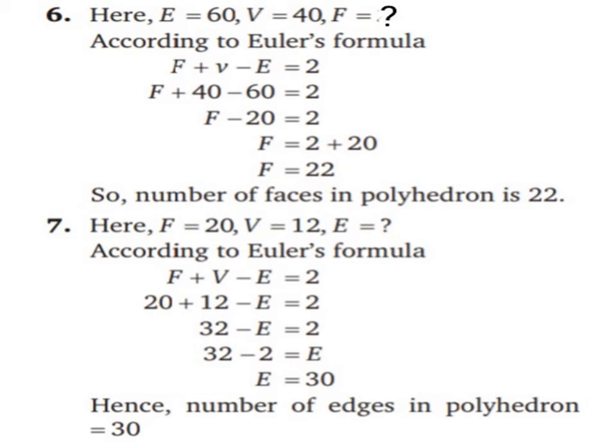Okay. Next is Euler's formula. Leonhard Euler, a great Swiss mathematician, discovered a relation among the number of faces, number of edges and number of vertex of a polyhedron. He states that f plus v minus e equal to 2, where f is the number of faces, v is the number of vertex and e is the number of edges.